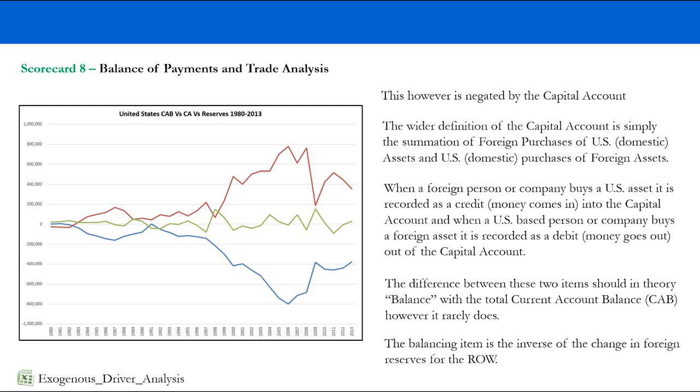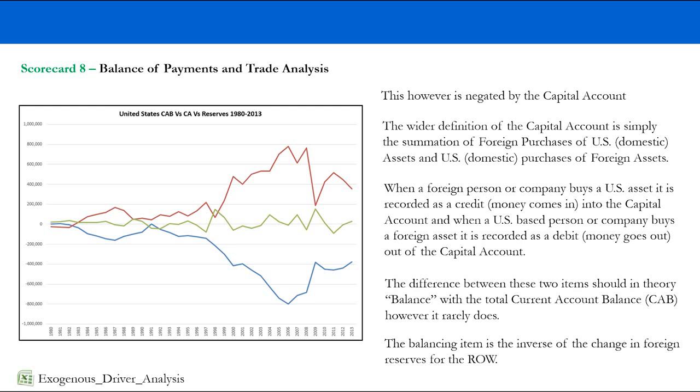Now, the balancing item itself is either adding back or taking away a number to make sure that the difference between the current account balance and the capital account is zero. And when you add this back in, we know that the balancing item itself is a change in reserves. When you add that back in, the balancing item itself is the inverse of the change in foreign reserves for the rest of the world. So what is outside of the United States? So we have to think of this in debit and credit terms all the time.